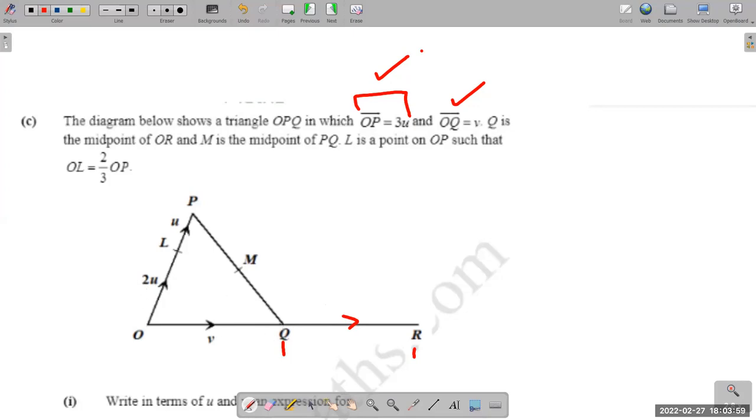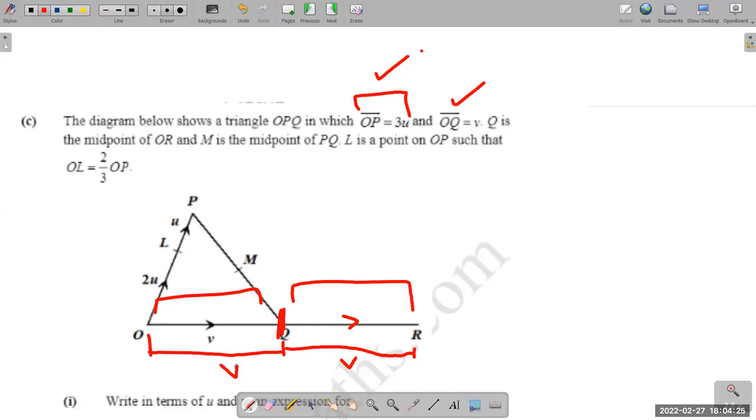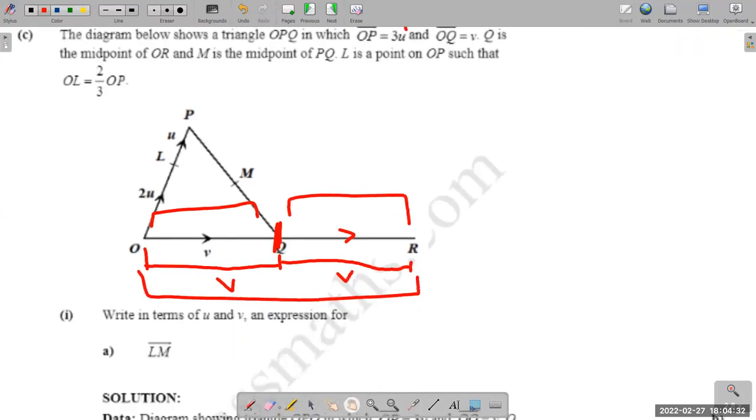If Q is the midpoint of the entire line from O to R, then here to here is V. What is here to here? Isn't it also V? If Q is the middle of the line, if it's half, that means this distance is the same distance as here. So if this distance is V, this distance must be V as well. So the entire line would be what? 2V.